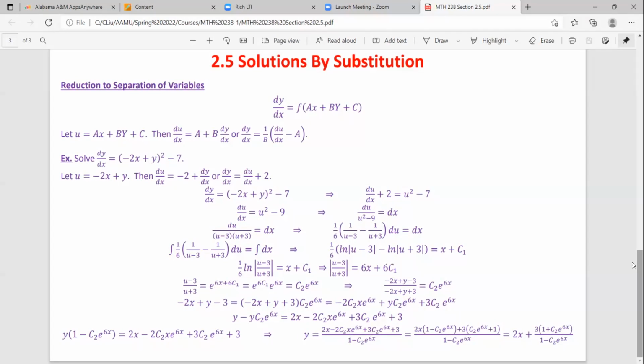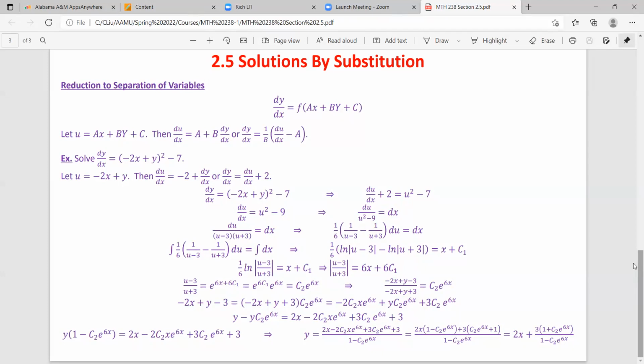So in this problem, we need to solve dy over dx equals (negative 2x plus y) squared minus 7. So again, this is not a linear equation, but we can use substitution to solve it. We're going to let u equal negative 2x plus y. So this is the thing squared in the original problem.